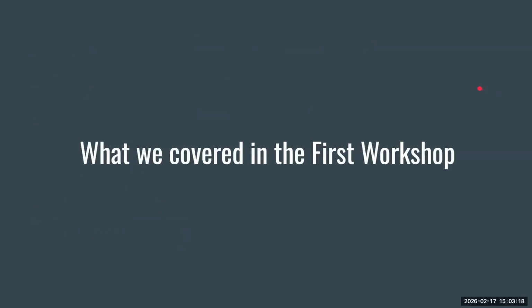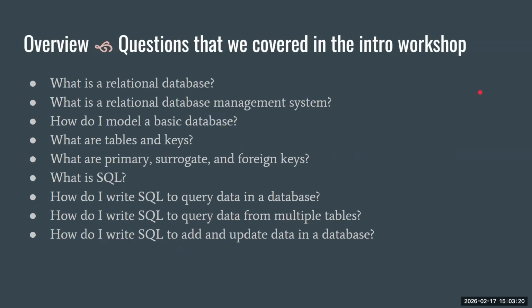So what did we cover in October? These are the things that we covered in October. We talked about the definitions of database, relational databases, what a relational database system is, modeling a basic database, which we will spend a little bit of time on today because I think it's important to know what you're querying. And then we talked about keys, tables, primary, surrogate, and foreign keys. And then finally, we wrote some SQL together. So let's blow through that.